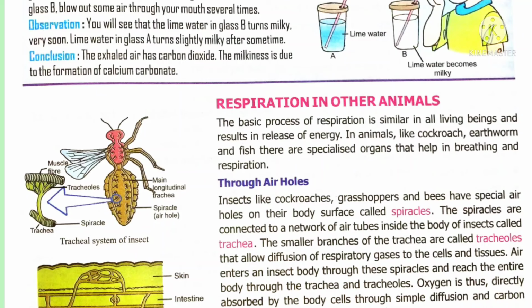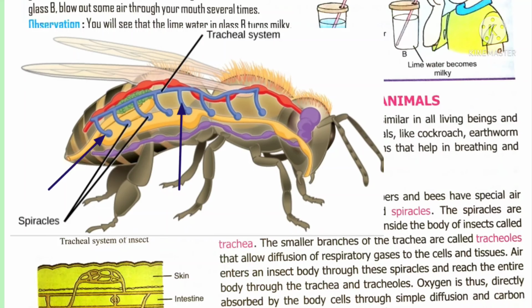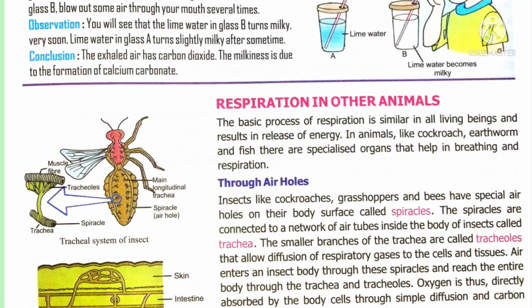First let us see insects. Insects breathe air through air holes present on the body surface. These are called spiracles. The spiracles are connected to a network of air tubes inside the body of the insect called tracheae. The smaller branches of the tracheae are called tracheoles. We have studied our respiratory tract, which consists of bronchi and bronchioles. In the same way, for insects the respiratory tract consists of tracheae and tracheoles. First spiracles, then branches called tracheae, then smaller branches called tracheoles.